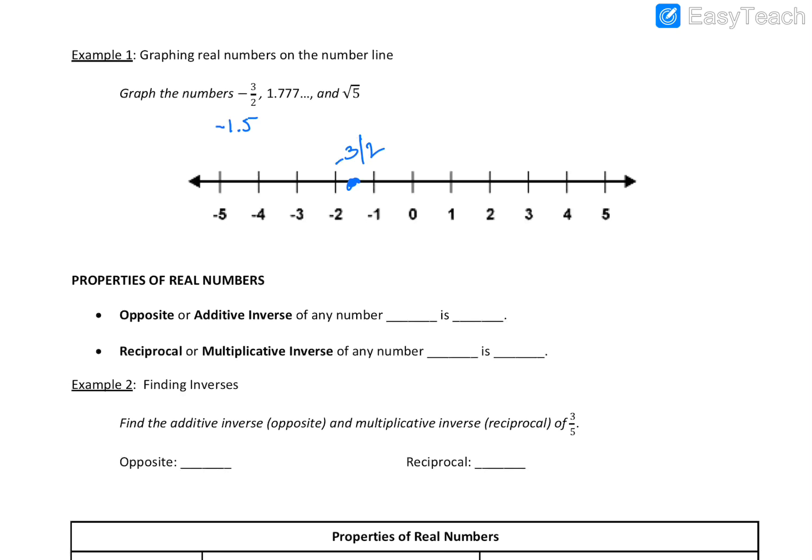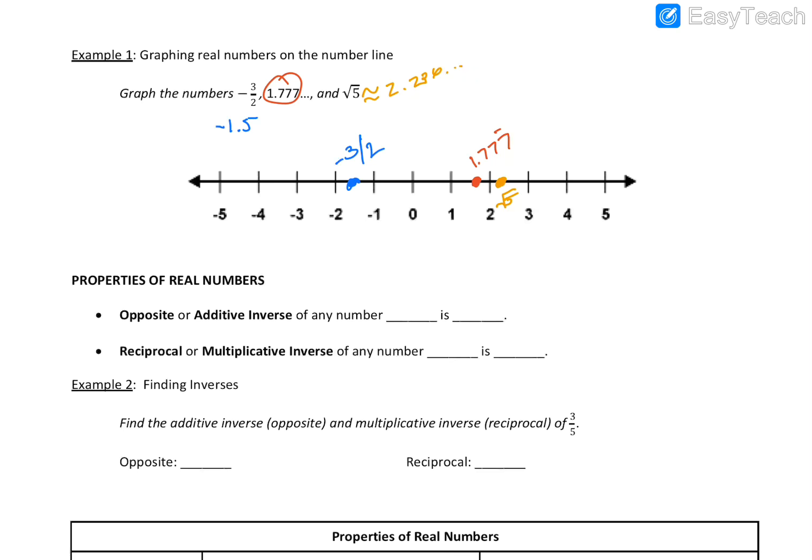The 1.777, that's going to be in between 1 and 2. That one's going to be closer to 2. So here it is, that's 1.777. And I can even put that there. That is 1 7/9 actually. The square root of 5, I can type that in my calculator. And when I do, I get approximately 2.236. So that's going to be in between 2 and 3, closer to the 2, and I'm going to mark that as square root of 5.